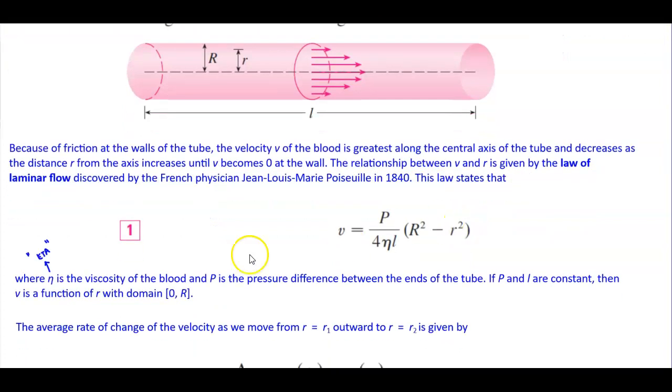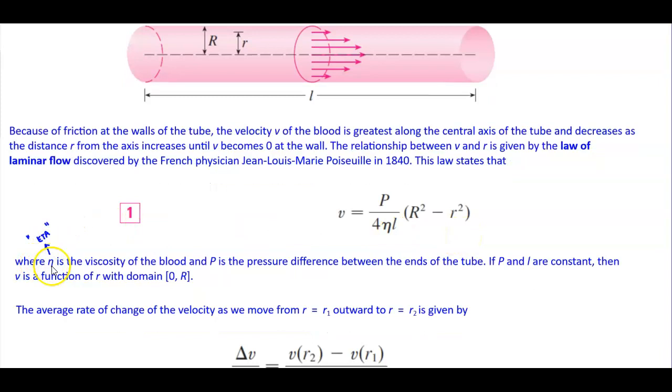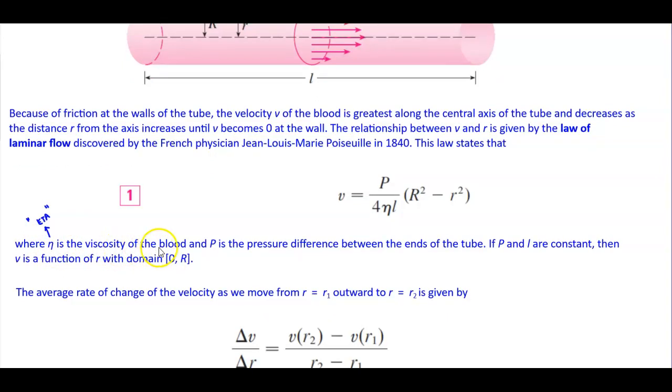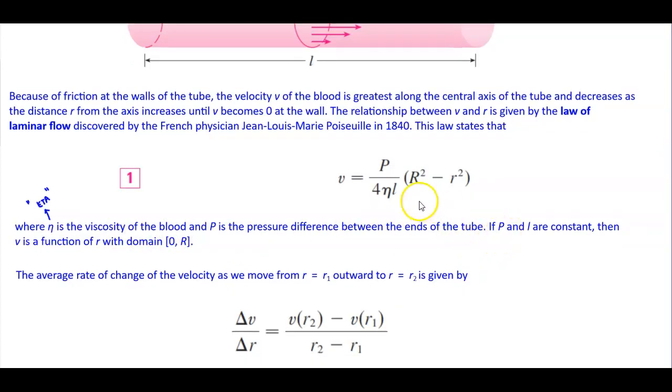This law states that the velocity v is equal to the pressure P divided by 4 times the viscosity times the length, times the radius R squared minus lowercase r squared. The symbol for viscosity is the Greek letter eta, which is sort of like an n, and that is the viscosity of the blood. P is the pressure difference between the ends of the tube. If P and L are constant, then v is a function of r with domain 0 to R.